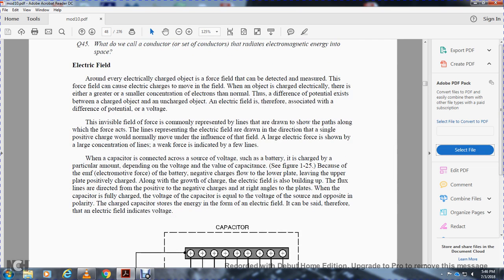The invisible field or force is commonly represented by lines drawn along the path of the force. The electric field is drawn with the direction of the path the charge will normally move under the influence of the field. A larger electrical force is shown by a larger concentration of lines, and weaker force is indicated by fewer lines.